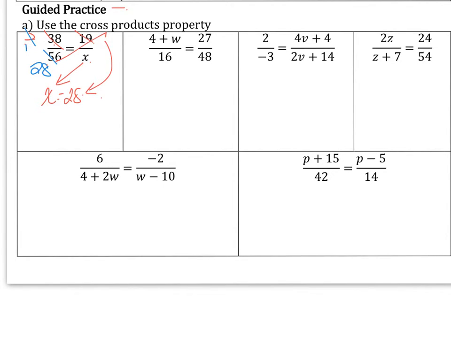Okay, and now this one, we first simplify 16 with 48. And then 3 with 27. And now we can cross multiply. 4 plus w times 1, 1 times 9 is 9. And we can solve for w.